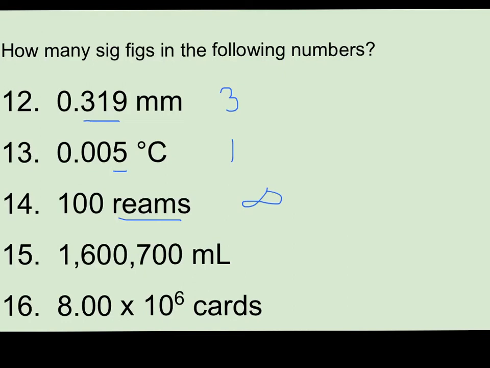For number 15, the zeros in the middle here are significant, and the zeros after the 7 are to the right of a number, but there's no decimal present, so you can't count them. So there's a total here of 5 significant digits. For the last one, you have to be careful. This is an exact measurement. We're counting cards, so that would be an infinite number of significant digits.